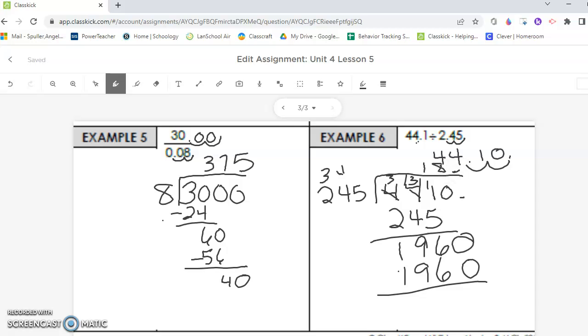Great job. I know this is very tricky, and I don't expect you to master this one during this unit. I want you to keep practicing it, and we will continue practicing this in our math lab time.